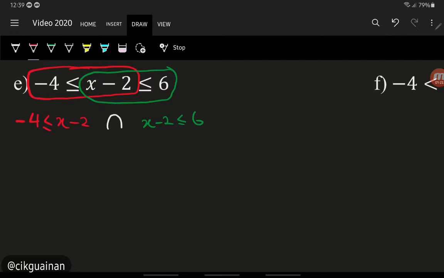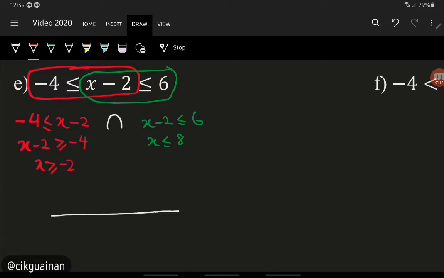So let's solve them separately. Maybe I write back over here. I turn them around, just switch the sides, and then x greater than or equal to -2. That's the red part. The green part, this one, only that. Now the next step is to use a number line to solve these inequalities.